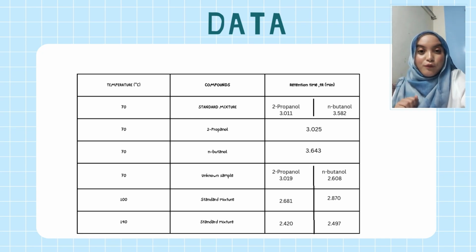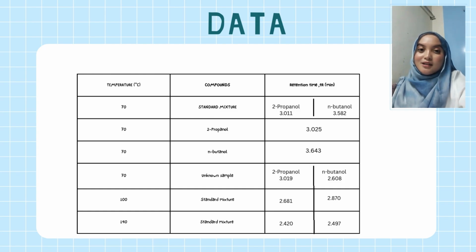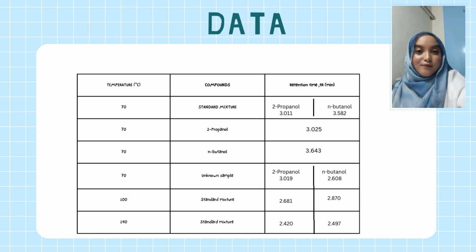When the temperature was increased further to 140 degrees Celsius, the retention times decreased even more to 2.420 minutes for 2-propanol and 2.497 minutes for N-butanol. This shows that higher temperature decreases the retention times of compounds in gas chromatography, which is consistent with the principle that compounds travel faster through the column at higher temperature.